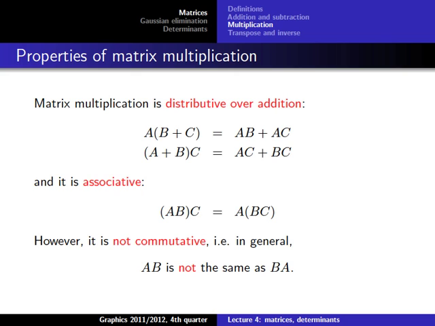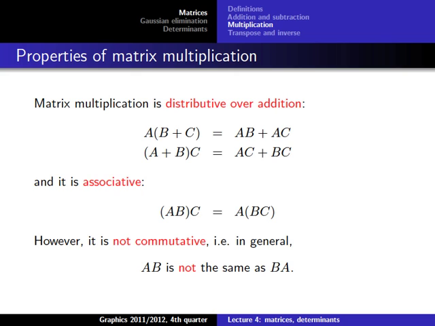over addition, which means that if we multiply a matrix with the sum of two matrices, we can alternatively multiply the matrix with each individual matrix and then do the sum. It is also associative, which means that if we multiply three matrices with each other, it doesn't matter in which order we do it.